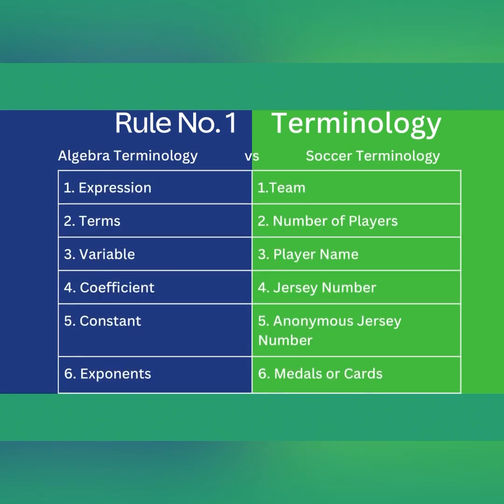To simplify all the terminology, here's a summary of what we've just gone through. The algebra terminology versus the soccer terminology. An expression is a team. Terms are the number of players. A variable is the players' names. A coefficient is the jersey number. A constant is an anonymous jersey number. Exponents are the medals or the cards.